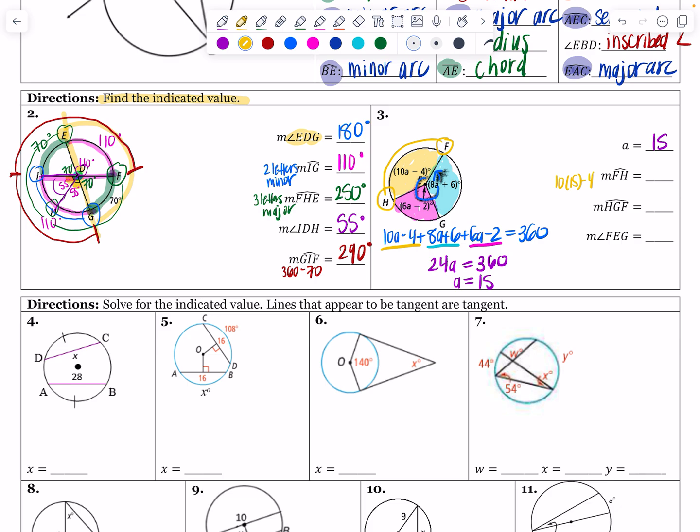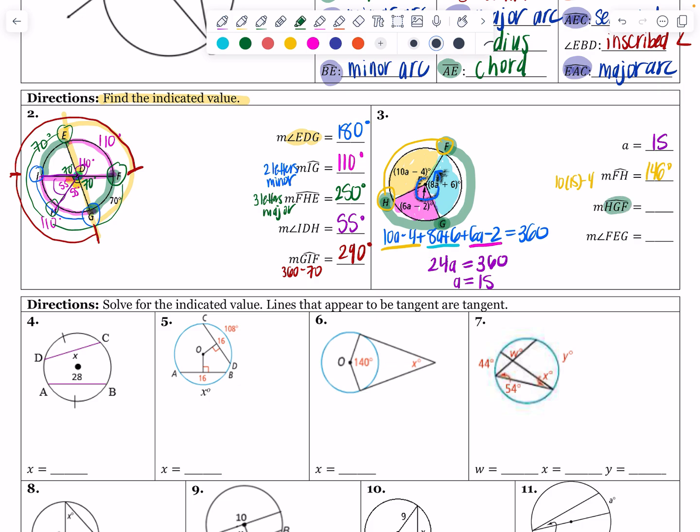So 10 times 15, of course, is going to give me 150 minus 4. That is going to give me a 146 degree minor arc. Again, that's 2 letters, so I know that that's a good answer. How do I find HGF? Starting at H, touching G first, and then going to F. That's the major arc that is associated with that other minor arc.